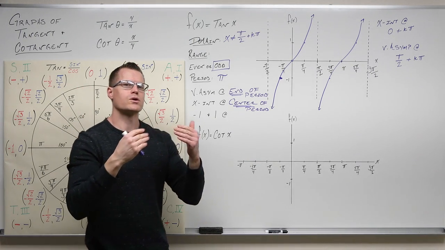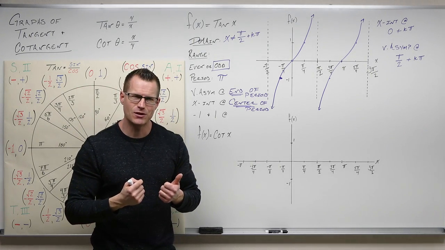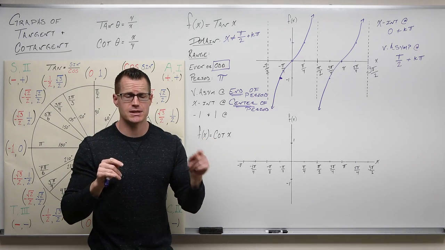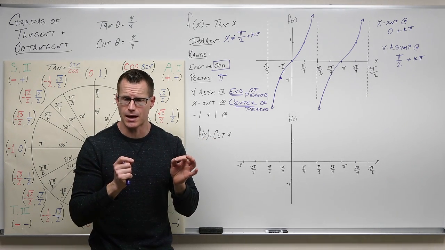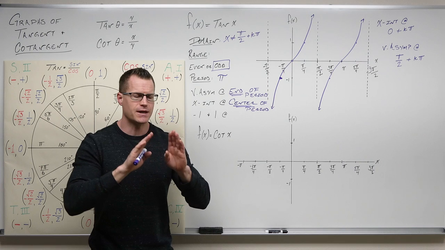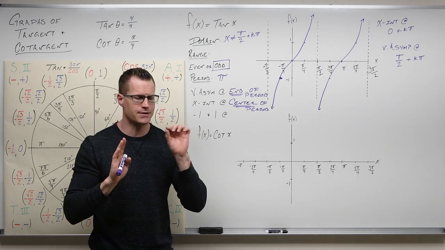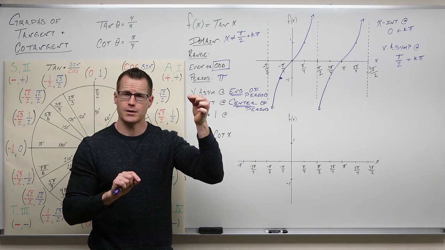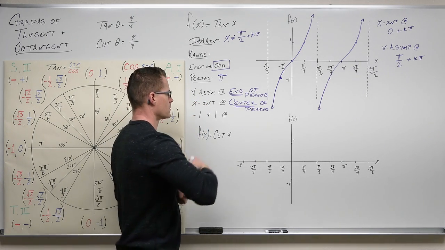And then at the quarters of our period, hopefully you're seeing this. Hopefully you're seeing what we did with sine and cosine. We said at the ends something happens, at the center something happens, at the quarter something happens. For tangent, at the ends we have vertical asymptotes, at the center we have an x-intercept, and at the quarters we have negative 1 and positive 1, respectively.